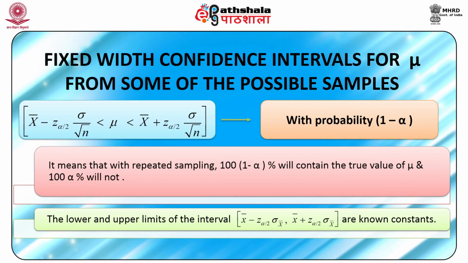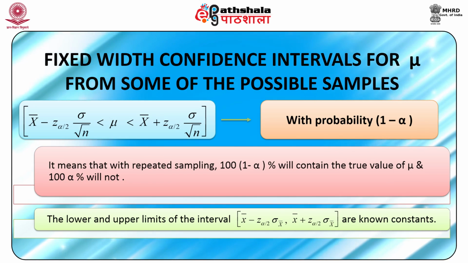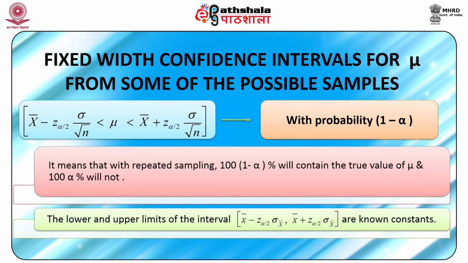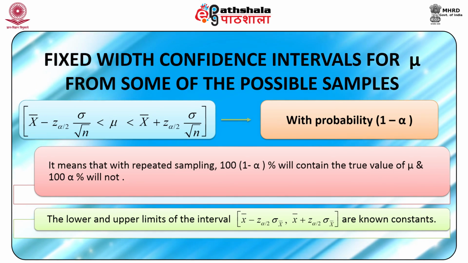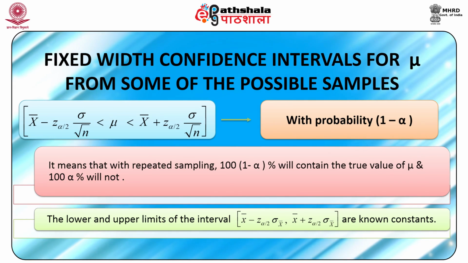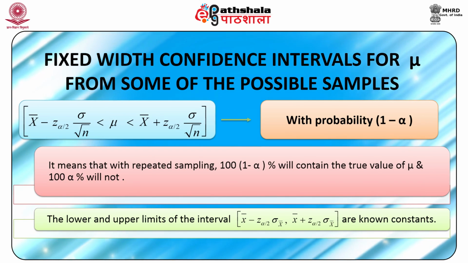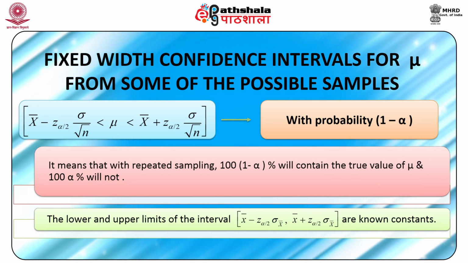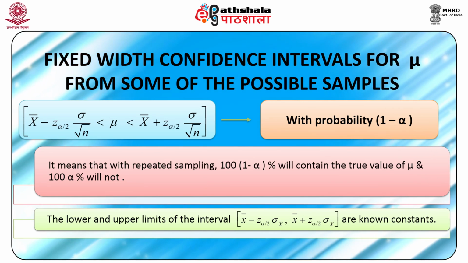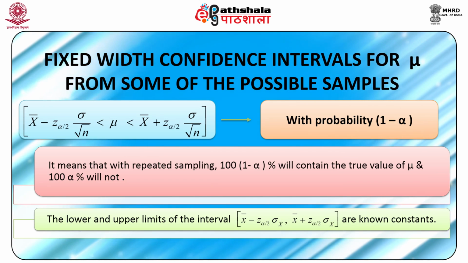What is the rationale? The rationale for this interpretation follows from the relative frequency approach to assignment of probabilities. So if our alpha is 5%, then we are saying in repeated sampling, 95% of the samples will be such that the mu value will lie within the interval, and in only 5% of the samples, this value will not be within the interval.